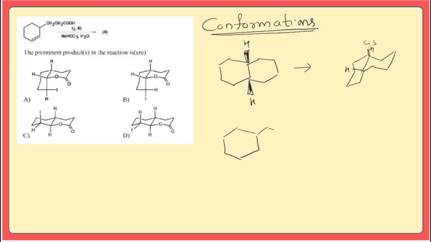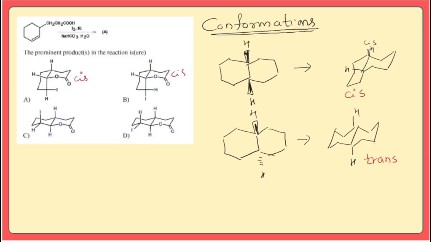But what if the hydrogens are trans to each other, like one above, one below the plane? In that case, the conformation we are going to write is somewhat like this. So above the plane, below the plane. That means this is a cis structure and this is a trans structure. So you see there are two options which are cis and the other two are trans. Now we need to choose which is the right option.